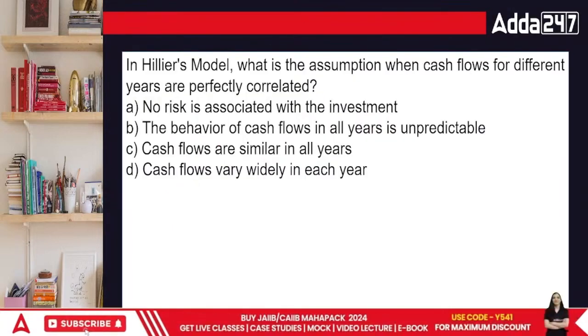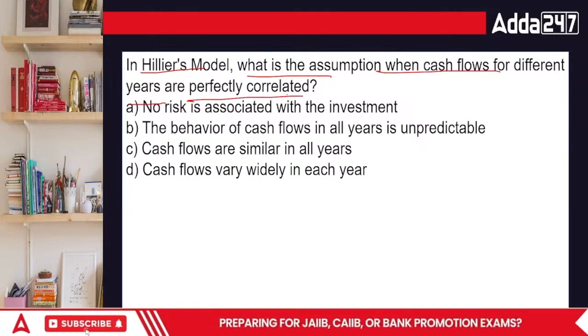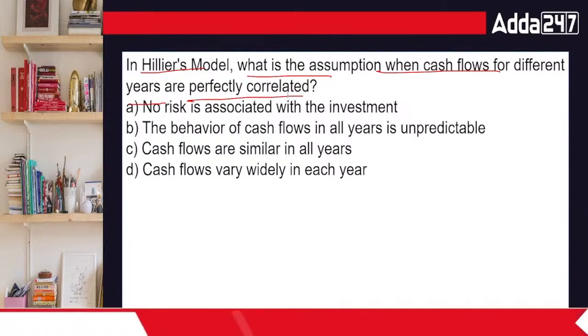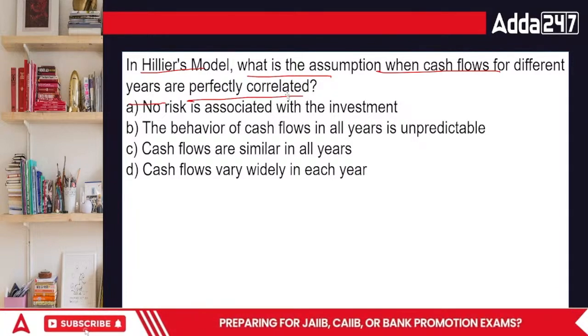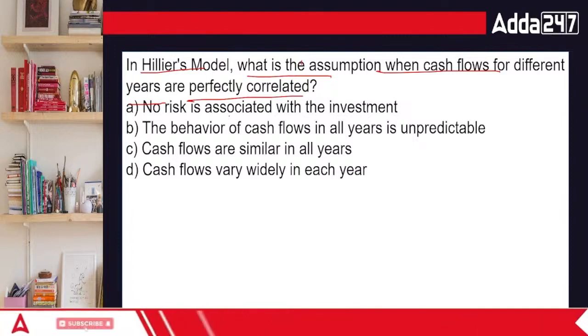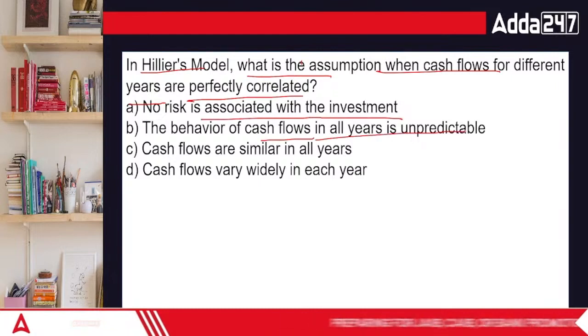In the Hillier model, what is the assumption when cash flows of different years are perfectly correlated? When things are correlated, in terms of correlation, we are trying to find the relationship between different forms of data. If they are correlated, then what will happen? What is the assumption? If they are correlated, no risk is associated? No, it is not a risk. The behavior of the cash flows in all these years is unpredictable?